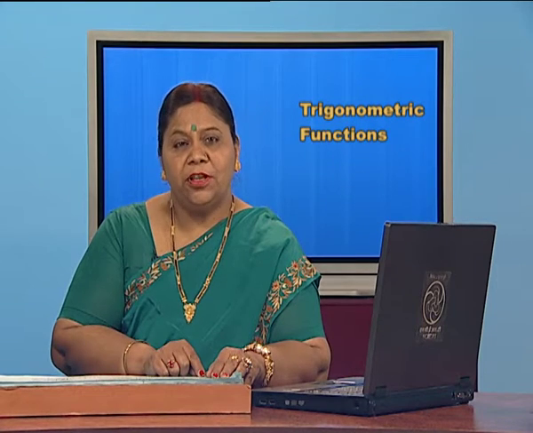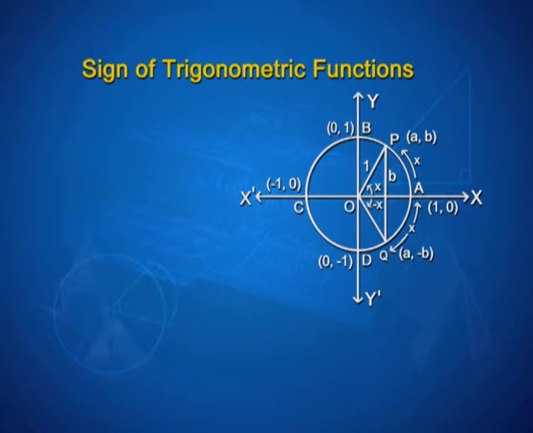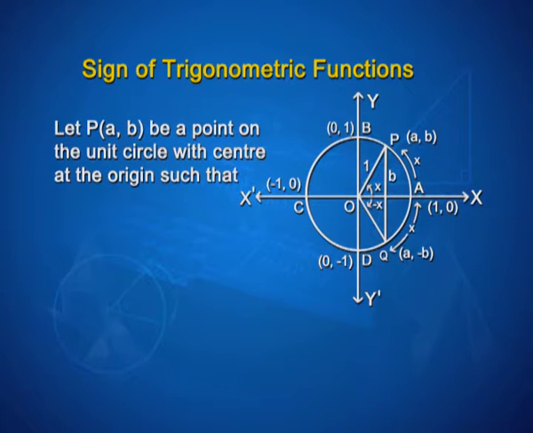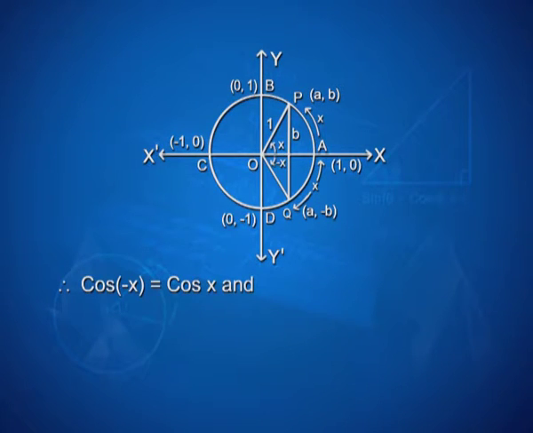Now, let us look into the sign of trigonometric functions. Look into this figure. Let P(A, B) be a point on the unit circle with center at the origin such that angle AOP is equal to x. If angle AOQ is equal to minus x, then the coordinates of the point Q will be (A, minus B). Therefore, cos of minus x is equal to cos x, sin of minus x is equal to minus sin x.